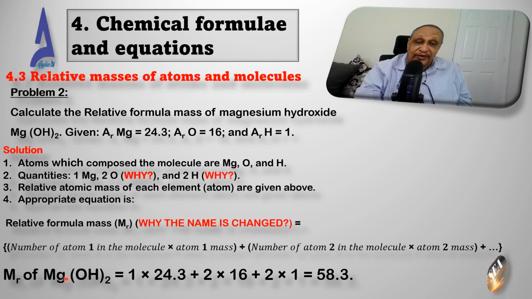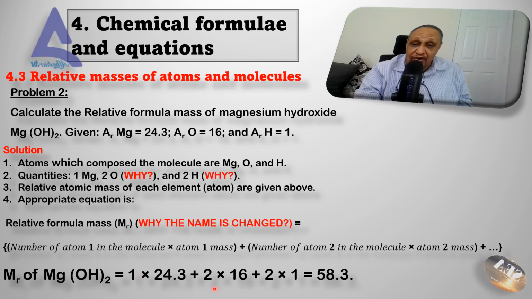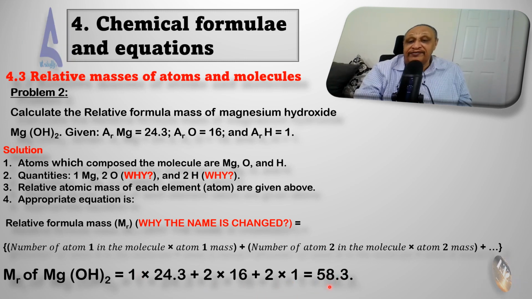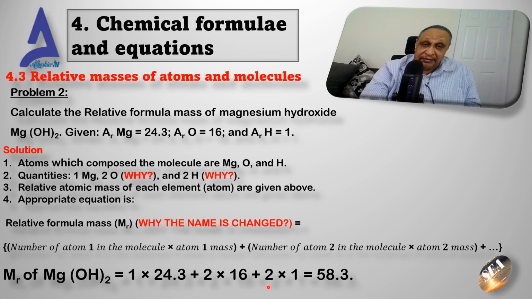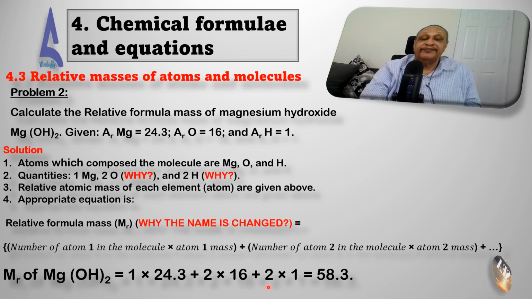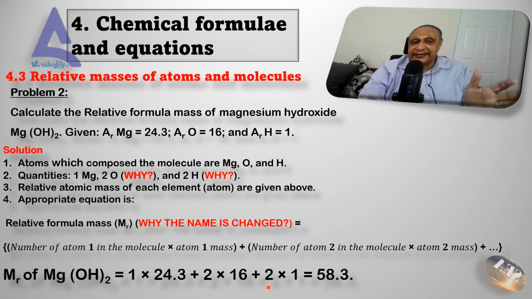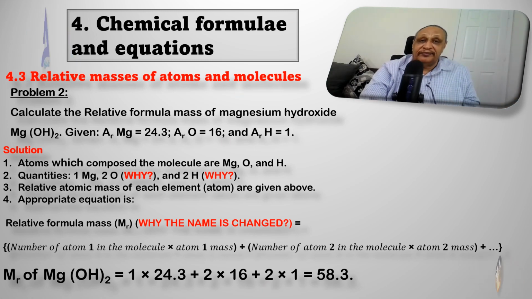And here, because we have 3 terms, 1 multiplied by 24.3, and 2 multiplied by 16, and 2 multiplied by 1. When you calculate each multiplication, then add them together, it's going to be 58.3. Please do the math and let us know if we are wrong in any place or not. This is the second one. Let us go for the third one.